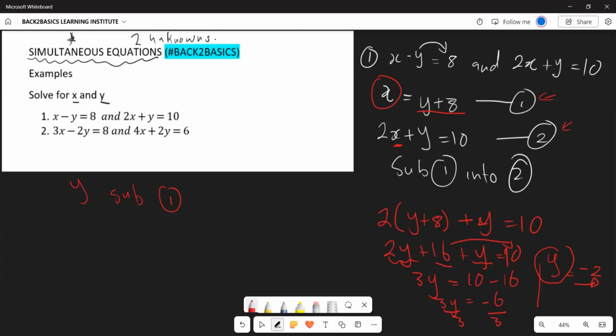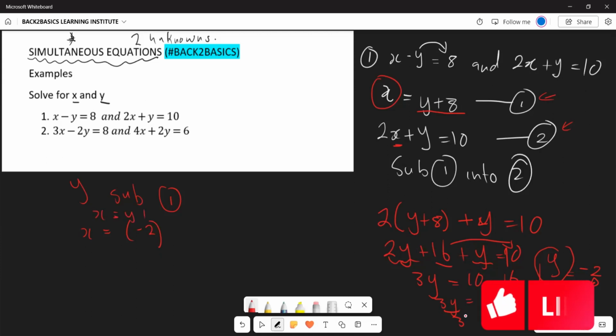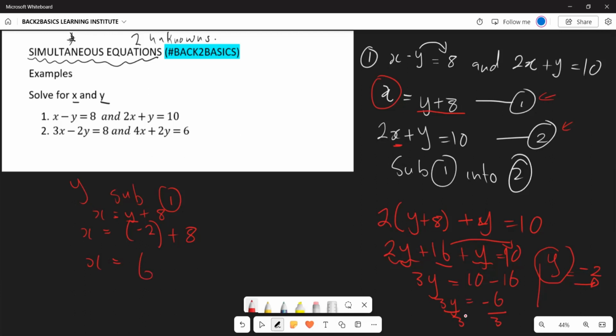When you substitute y into equation one, this is what is going to happen. Remember equation one, it was x is equal to y plus 8. And what is your value of y? Your y is negative 2. So where there is y, you write negative 2 plus 8. Therefore, your value of x is going to be 6, because 8 subtract 2 is going to give you 6, right?